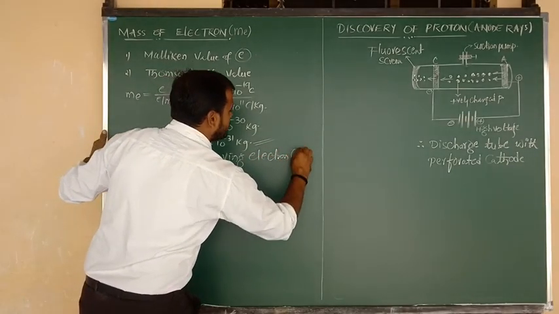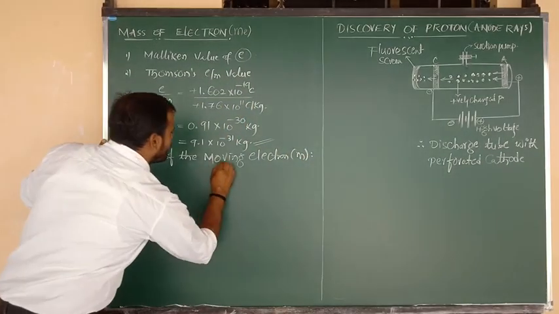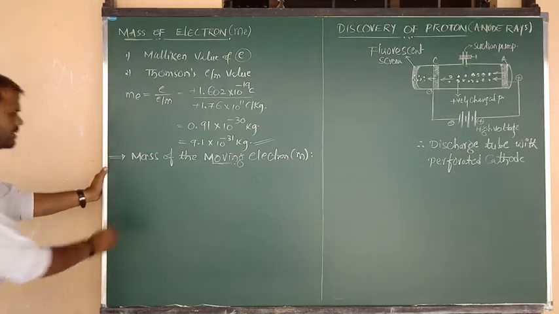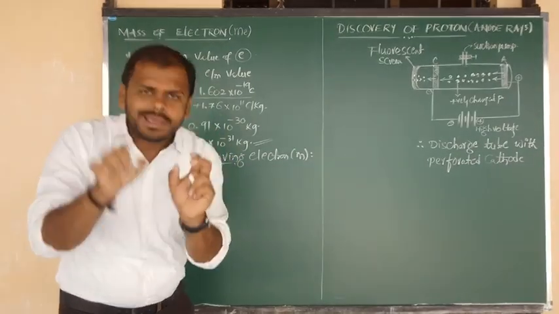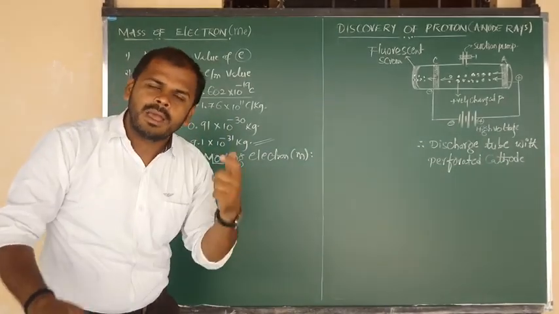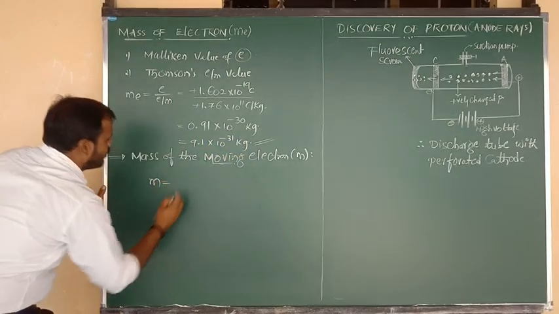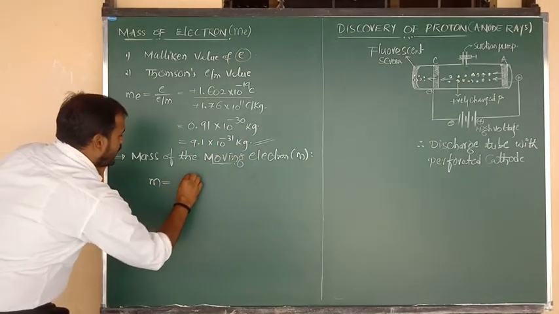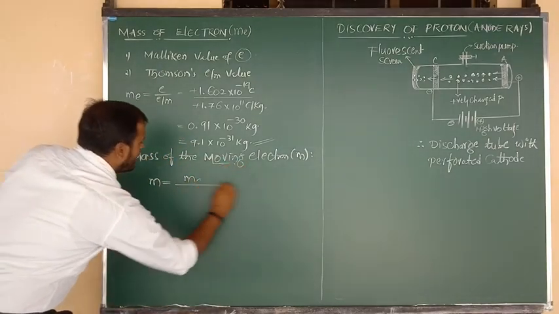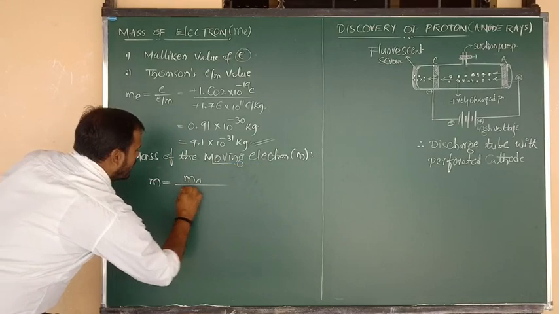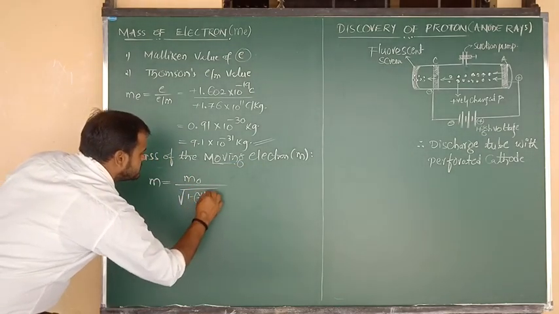Yes, simply we can denote the symbol as M. So how to calculate the mass of the moving electron? That is what I am going to focus on. For the calculation of the mass of the revolving or moving electron, we can use a direct formula. The formula is M equals M naught divided by the square root of 1 minus (V by C) whole squared.